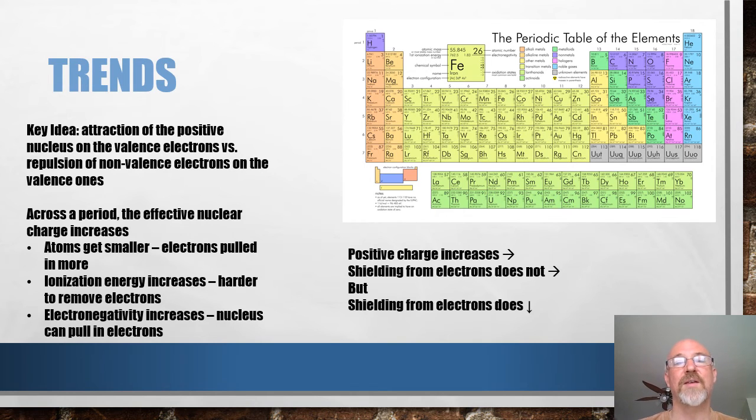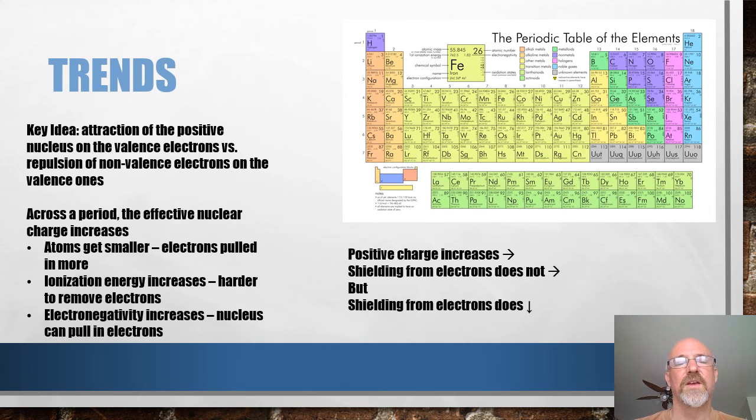As I go down a family, I'm adding a whole bunch of protons, but I'm also adding a whole new layer of electrons that are shielding that nucleus. So the valence shell is one more energy level out. It feels less attraction because of the electrons between it and the nucleus, even though the nucleus might be more positive. And so elements get bigger. It gets easier to remove electrons. They aren't as good at attracting electrons to them.